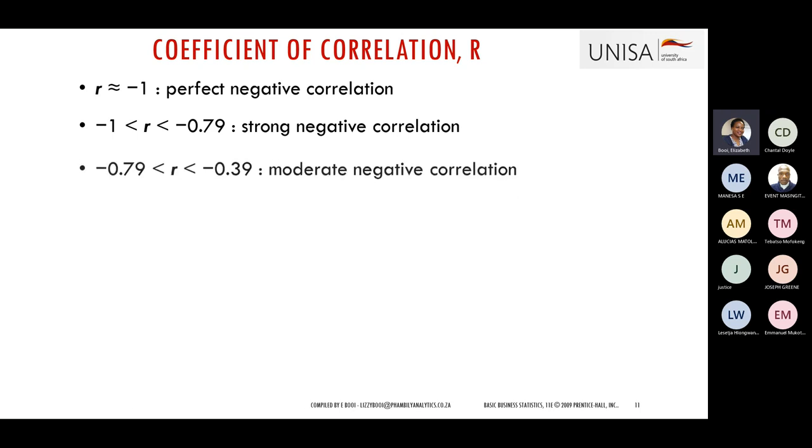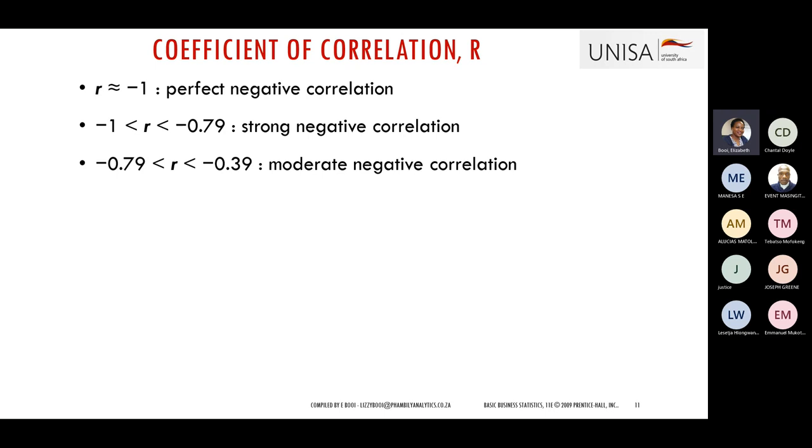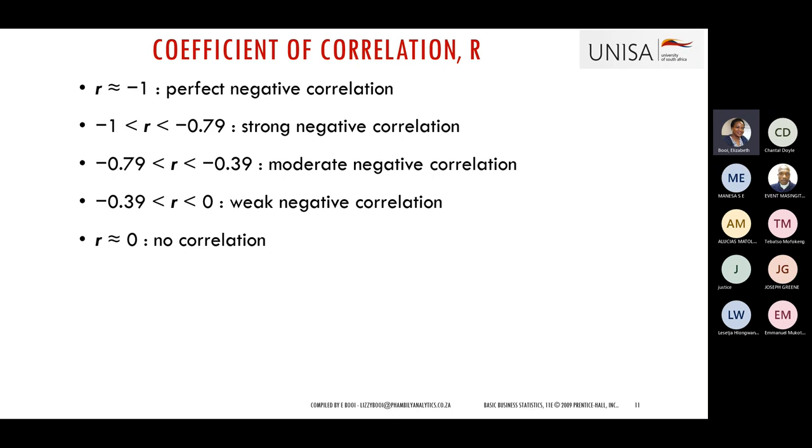If it is between negative 0.79 and negative 0.39, we say it has a moderate negative relationship. And if it has a score between negative 0.39 and 0, we say it has a weak relationship. And if it has a score of 0, we say it has no correlation.